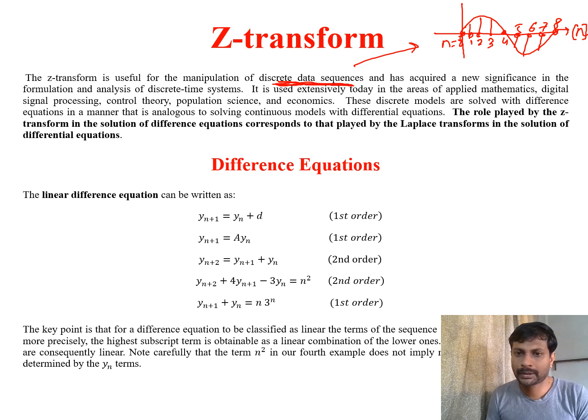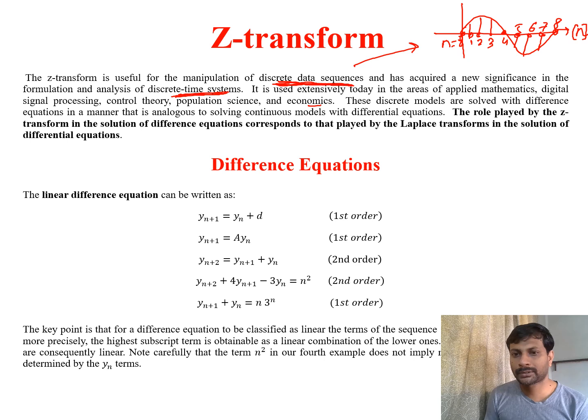And it has acquired a new significance in the formulation and analysis of discrete time systems. So understand that the Z transform can be used for analysis of discrete time systems. It is used extensively in the area of applied mathematics, digital signal processing, control theory, population science, and economics.